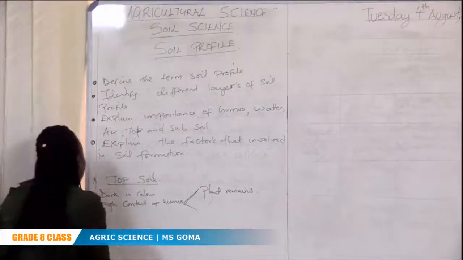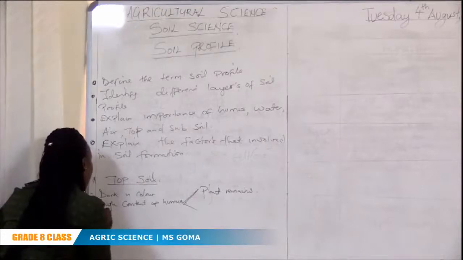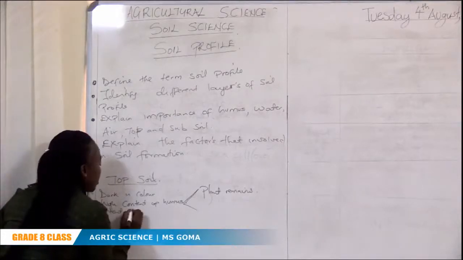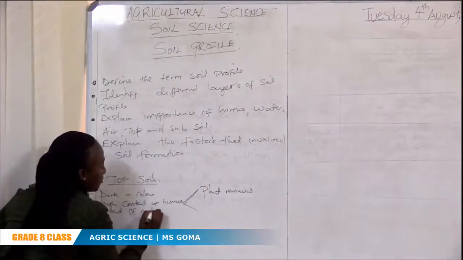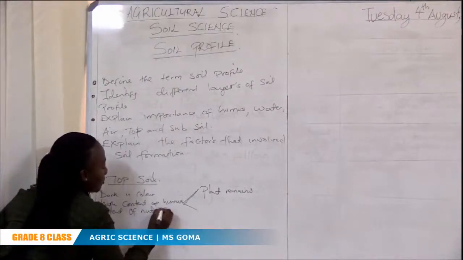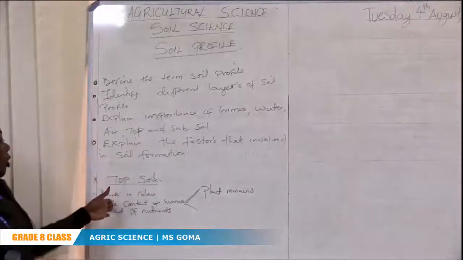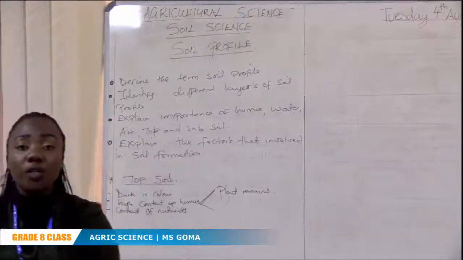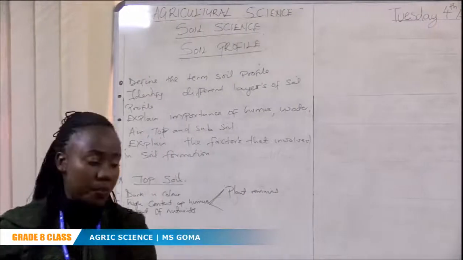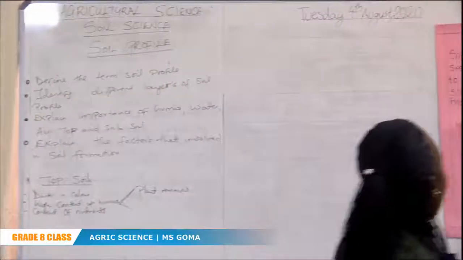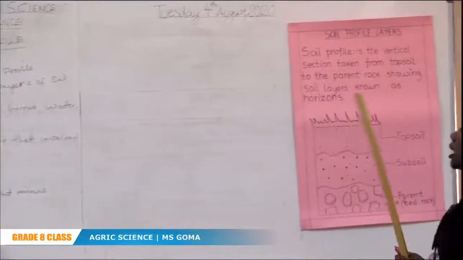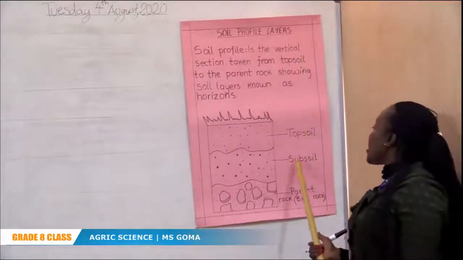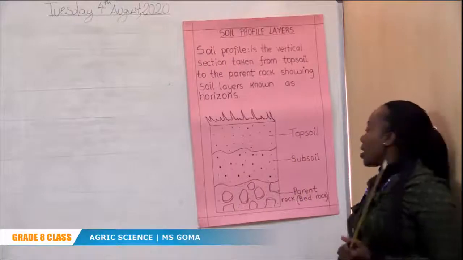Okay. The third point, it has got a high content of nutrients. So these three points fall under the topsoil, because we know the topsoil is the best soil that we can use in growing crops. Okay. So let's go on to the second layer. Our second layer is the subsoil.